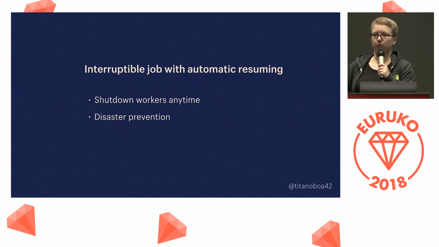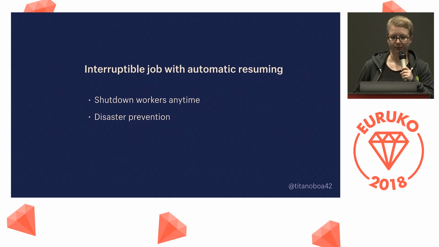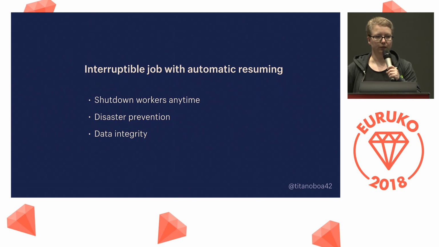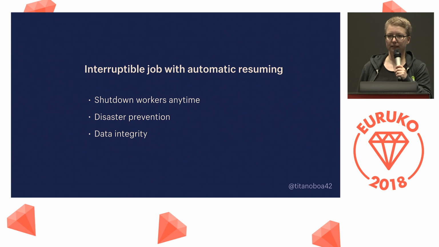It also helps with disaster prevention. For example, if our database is experiencing any problems, we can throttle the job or back it off completely, preventing it from making any ongoing incident worse or causing one in the first place. It's also great for data integrity. If we need to move data around between different database shards, we can interrupt the job in order to do so safely.